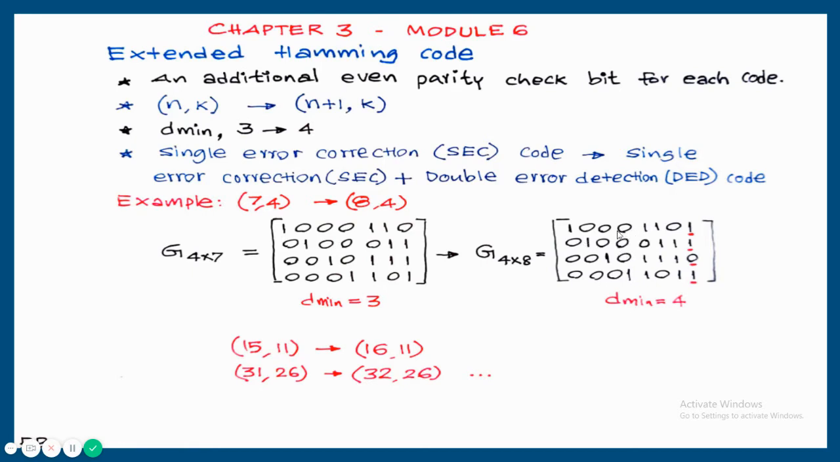And you can see that for each row, minimum weight is equal to 4. So once minimum weight is equal to 4, d minimum is also 4. Like this, (15,11) can be extended to (16,11). (31,26) can be extended to (32,26).